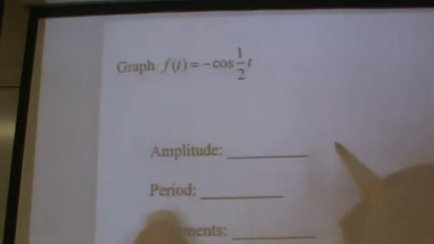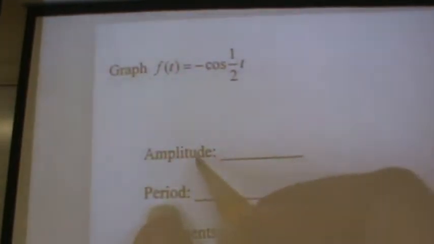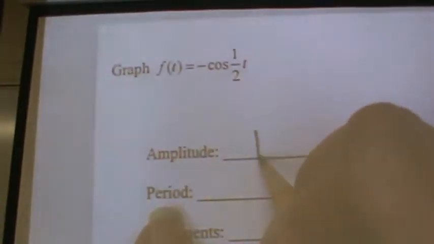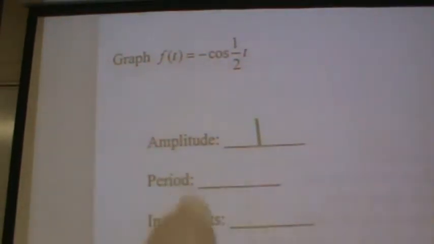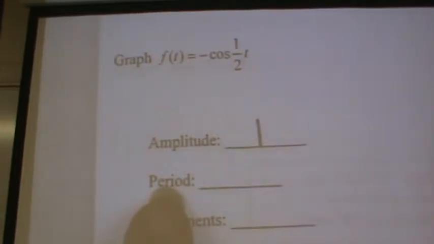We're going to do the next example. The amplitude on this one is 1. This is what you have to remember: the period for sine and cosine is 2 pi over b. What is the b value?